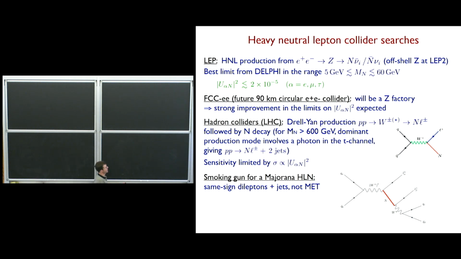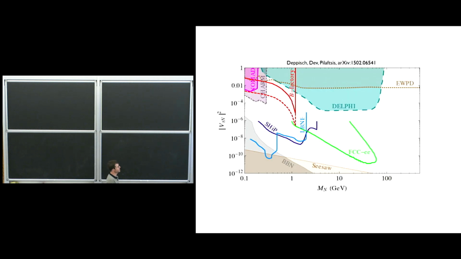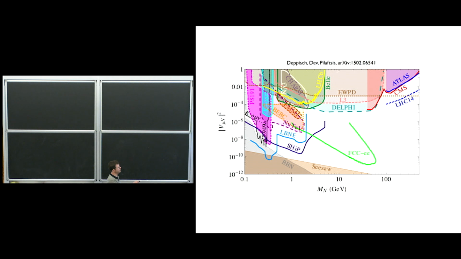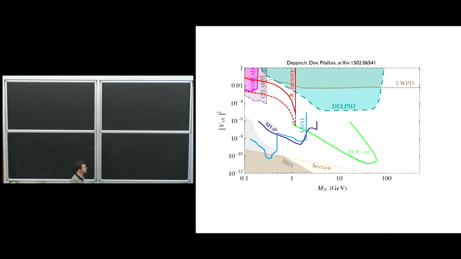And there are limits in the previous plot that I showed you for all neutrino flavors from DELPHI that are of the order of 10 to the minus 5 on the mixing angle squared, which is actually the best constraint we have so far. Here it's for the tau flavor, and here it's for the muon flavor, from collider searches.